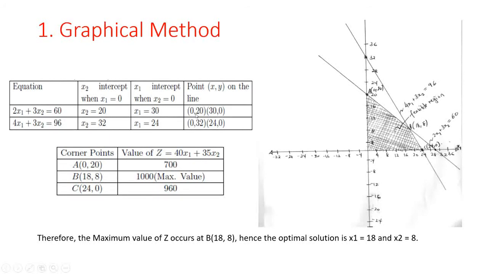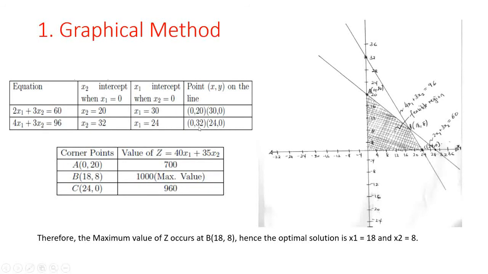And what are the points? 0 comma 20 and 30 comma 0 for the first equation. Similarly for the second equation, if we put x1 equal to 0, then x2 becomes 32. If we put x2 equal to 0, then x1 becomes 24. The points are 0 comma 32 and 24 comma 0. For the first point x1 is 0 and x2 is 32, and for the second point x1 is 24 and x2 becomes 0. Okay, so these are the two points of intersection.